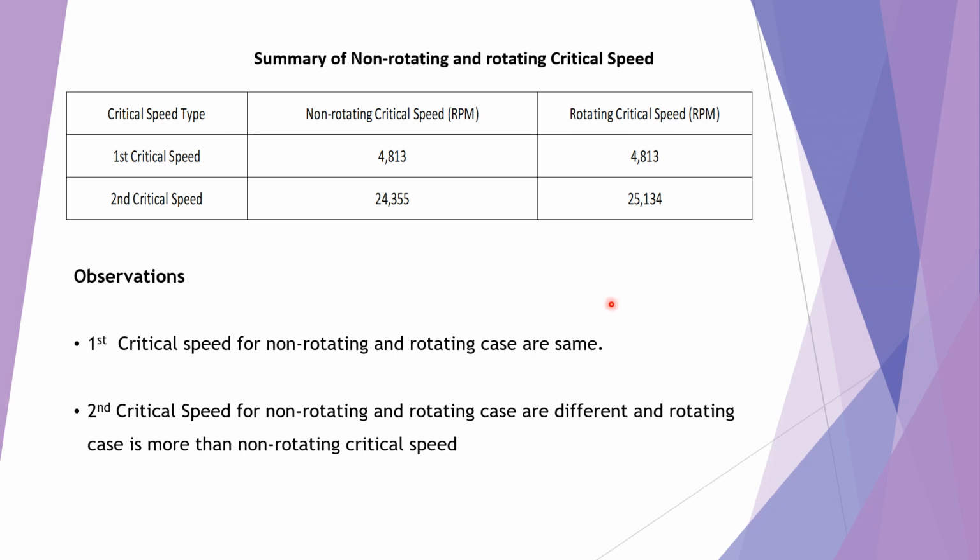So this is the summary of the non-rotating and rotating cases. The first critical speed is 4813 for both non-rotating and rotating. But the second critical speed is 24,355 for non-rotating and 25,134 for rotating. So what are the observations? The first critical speeds for the non-rotating and rotating cases are the same. The second critical speeds for the non-rotating and rotating cases are different. The rotating case is higher than the non-rotating case.